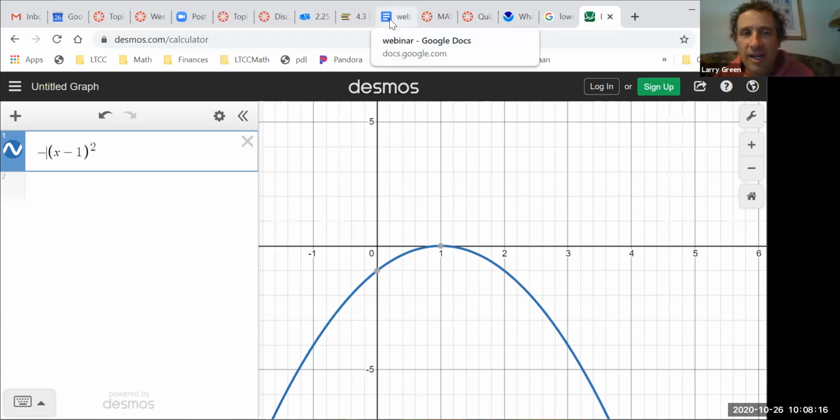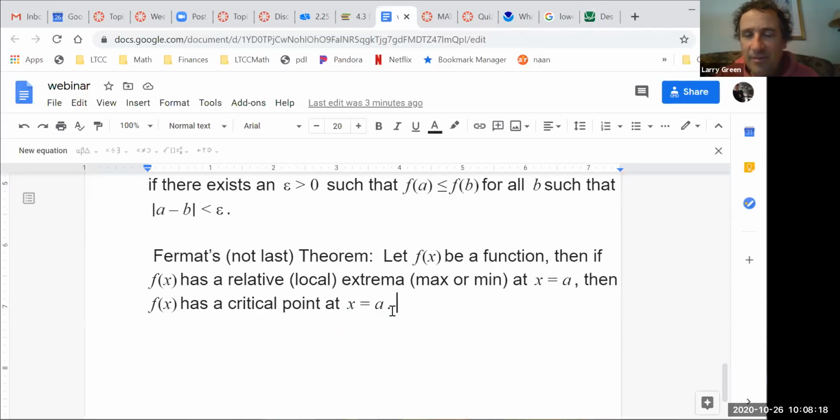Any questions on Fermat's theorem? Okay. This one is provable, but I think I'm not going to because it's really messy. So I think you'll be happy that I'm not proving it. It's in the book if you really want to look at it. But I don't think we need to.